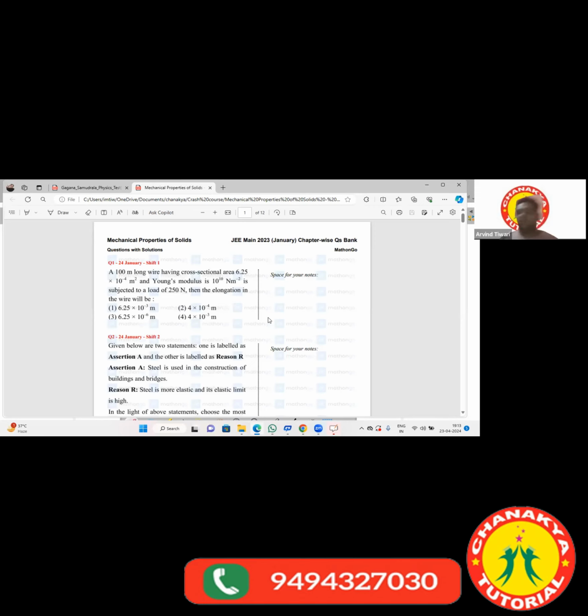We will be using the formula for Young's modulus, right? Young's modulus is given by the normal stress over longitudinal strain. The longitudinal strain is given by change in length over original length. So we obtain it like this, that stress over strain.